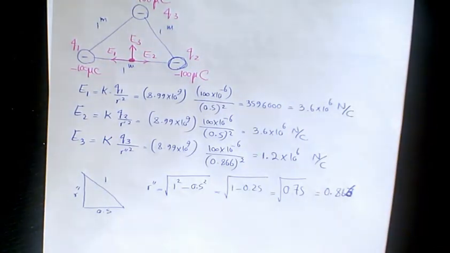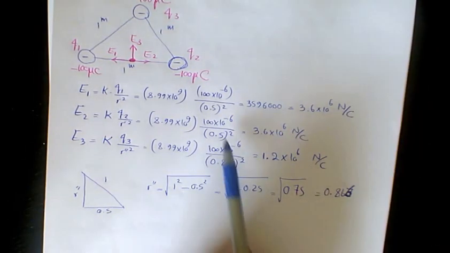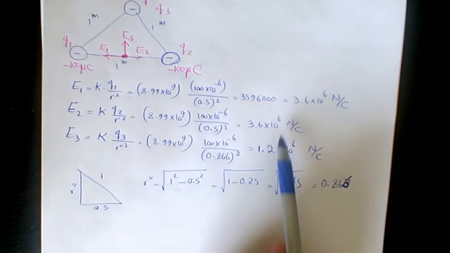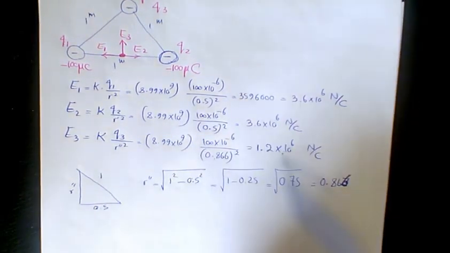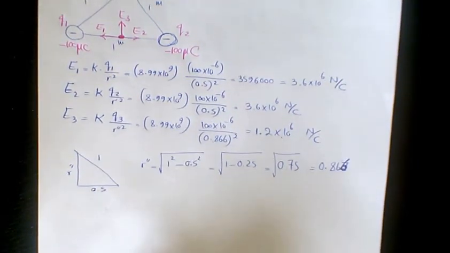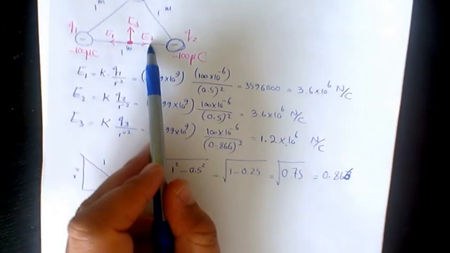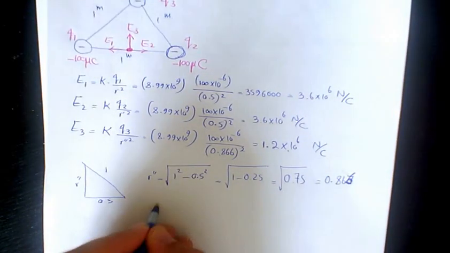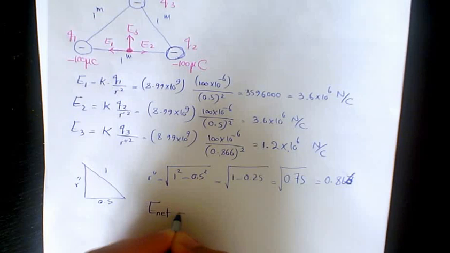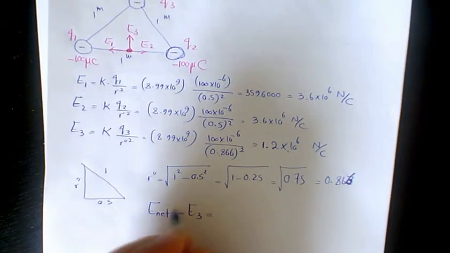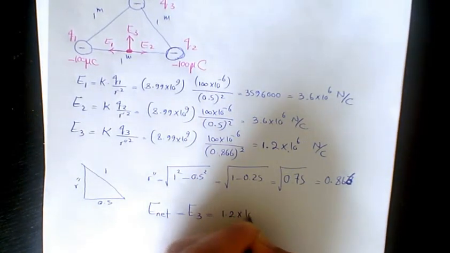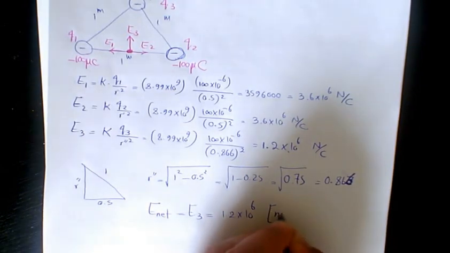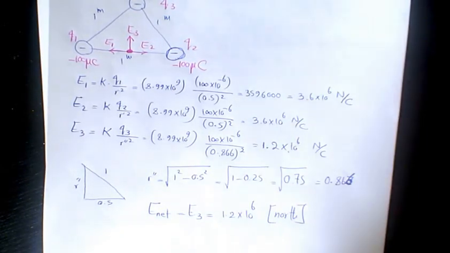So as you see here, since the distance is higher, the electric field is going to be weaker. So E1 and E2 cancel out, and E net is going to be equal to just E3, which is 1.2 times 10 to the power of 6, and it's going north.